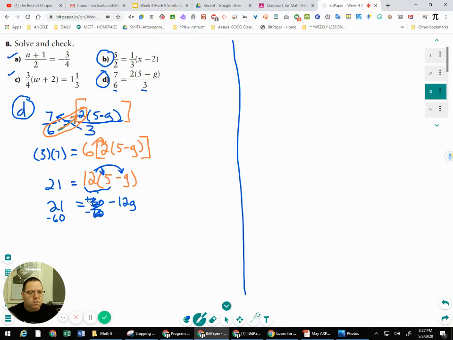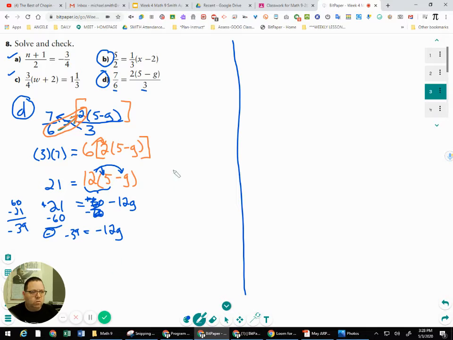Okay, so this zeroes itself out, and you've got negative 12g over here. And over here, 21 minus 60. Well, you know the answer has got to be a negative, right? This negative is way bigger than this positive. So I'm just reversing so I can subtract the smaller from the bigger, but I know the answer is going to be negative. If it were 60 minus 20, that'd be 40. So it's 21, so it's going to be 39, negative 39.